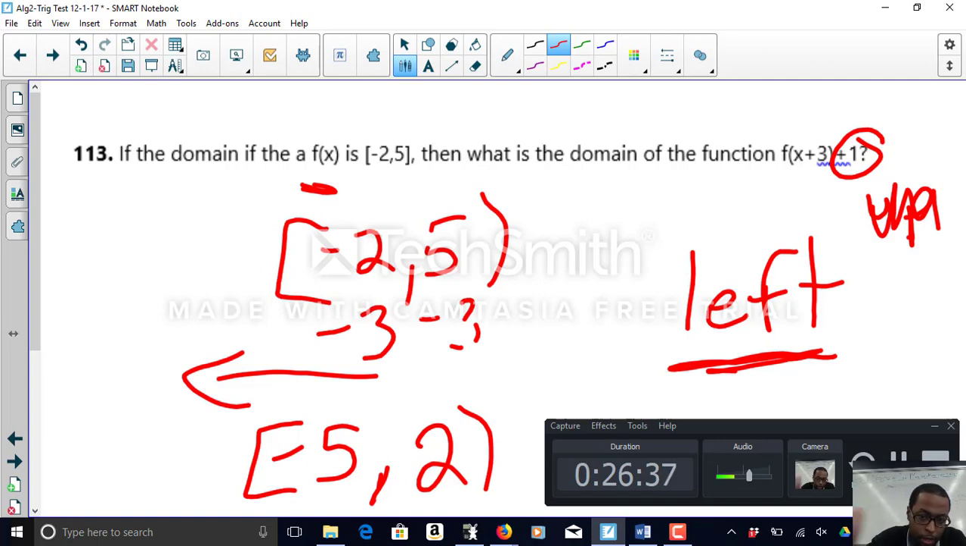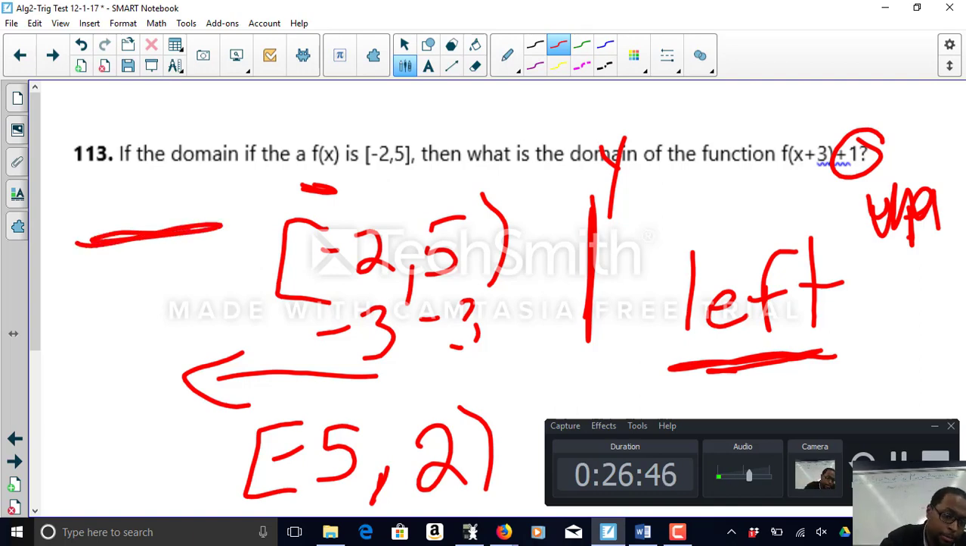So again, domain. If this was the range, then we look up and down because we're looking at the graph. Okay, that's the y-axis. Y-axis moves up and down. It's the x-axis, it either moves left or right. Okay.